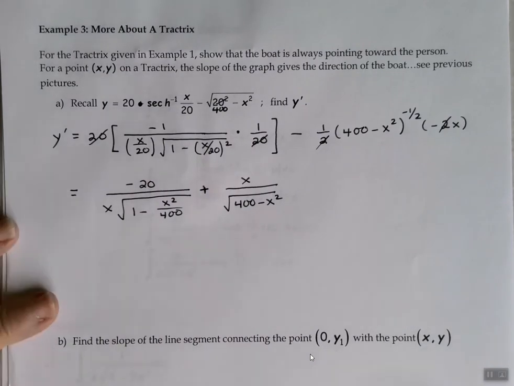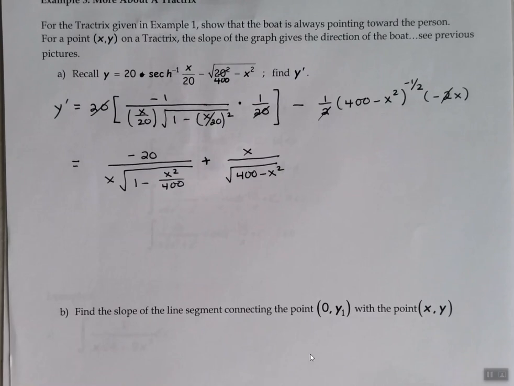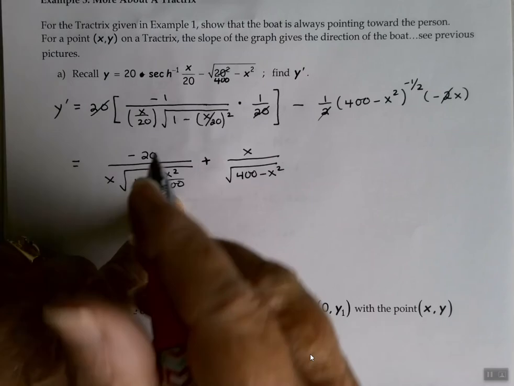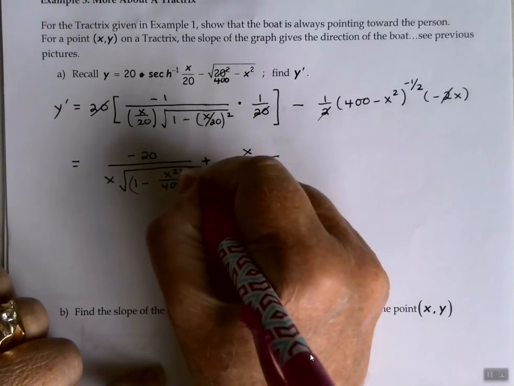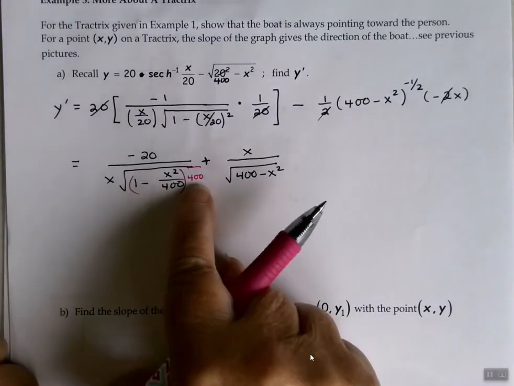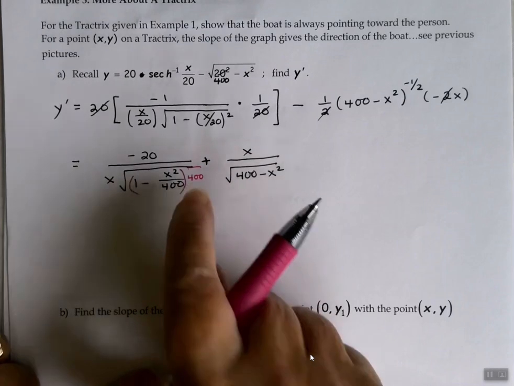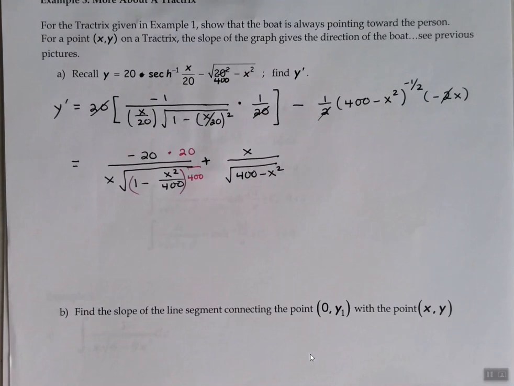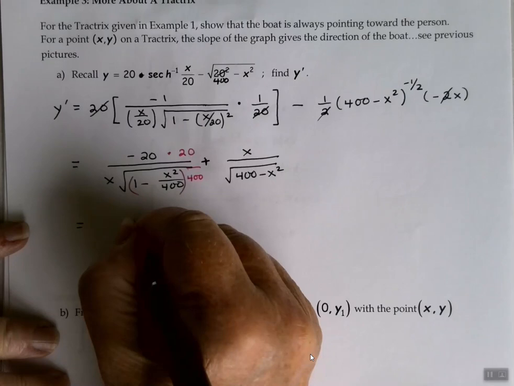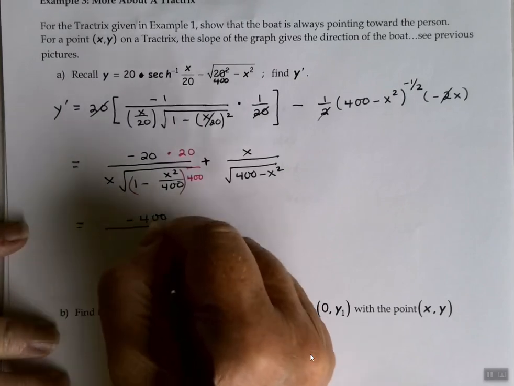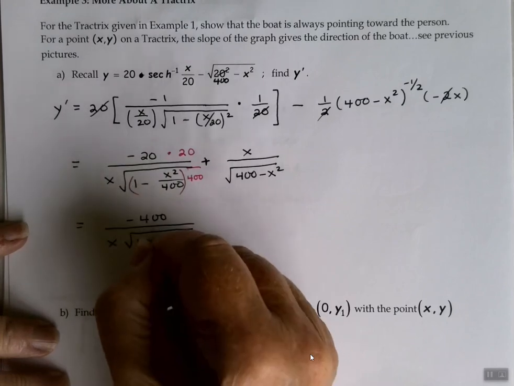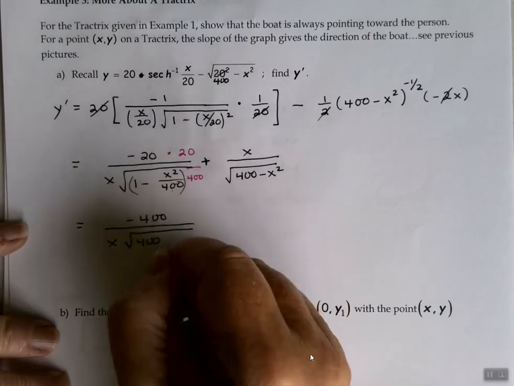All right, let's do a couple of things. First of all, I don't like that complex fraction, so I'd like to multiply by 400 under the radical to clear that out of there. But since that 400 is under the square root, if I multiply the top by the square root of 400, or 20, it would be the same thing. So that would give me -400 over x times the square root of 400 minus x squared.